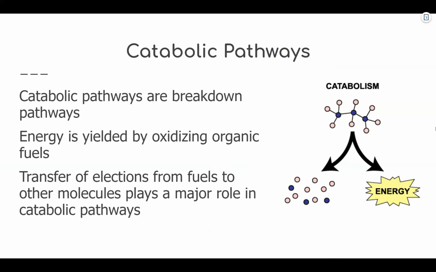To start us off, we have a little bit of a review about catabolic pathways. Remember, we had catabolic pathways and anabolic pathways. Catabolic pathways are breakdown pathways. Remember, cats like to push things off of tables. They like to break things. Catabolic is breakdown. What is happening is we are oxidizing organic fuels and releasing energy. That's what chemically happens in cell respiration.